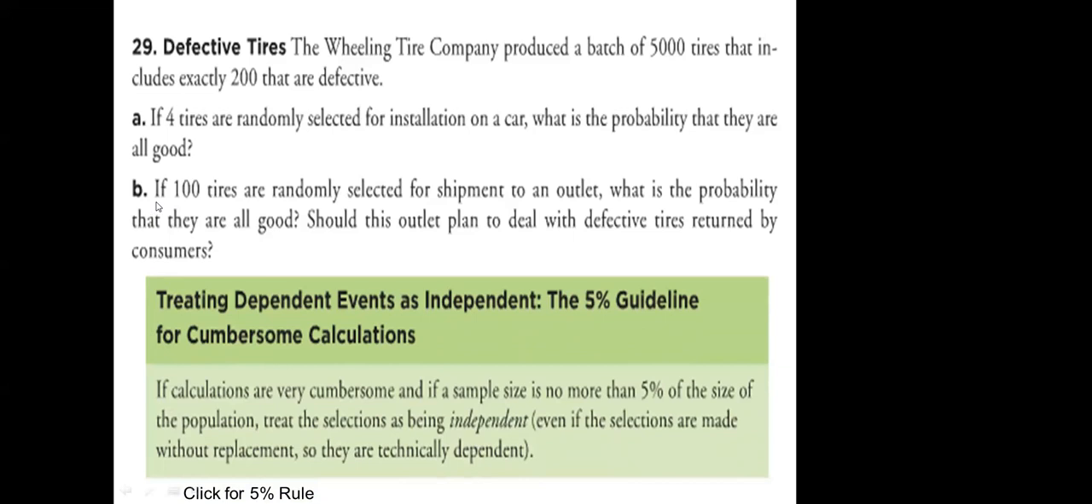To answer letter B, it'd be a real pain. So there's something called the 5% guideline. If calculations become very cumbersome, and if the sample size is not more than 5%, he says, even though these guys are dependent, treat them as independent. It's the same thing with the percentages. And I kind of like that. He says, hey, if the calculation becomes too cumbersome, treat them as independent, which means you can use the same probability over and over again.